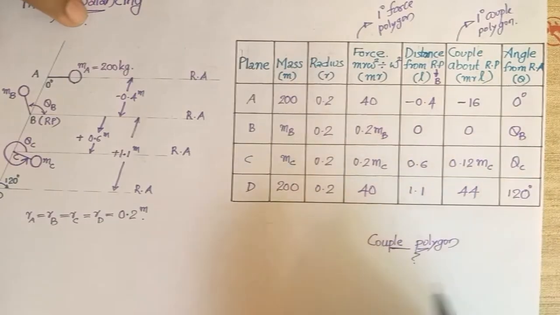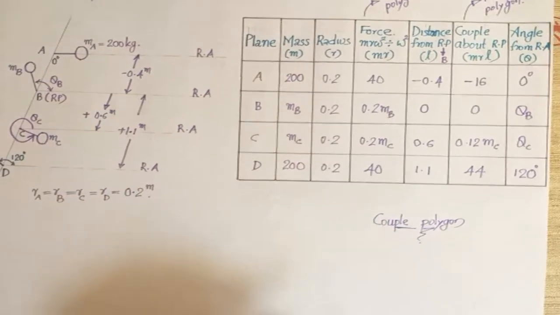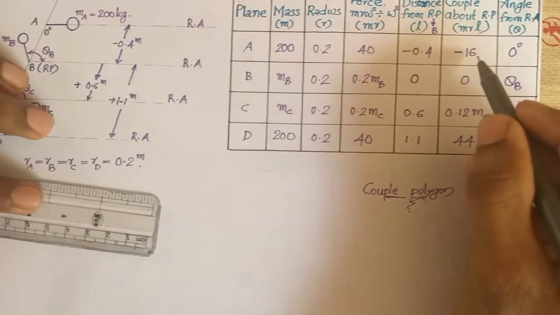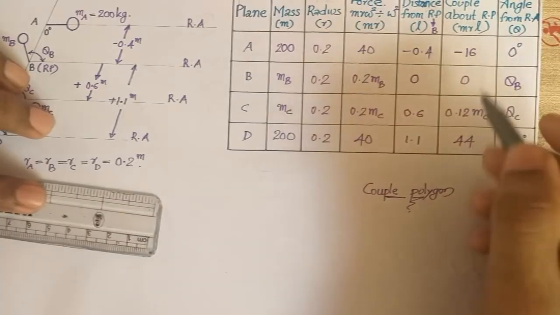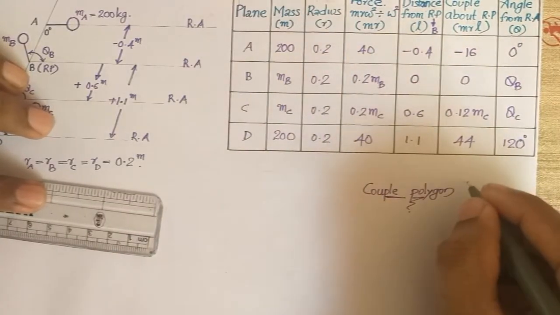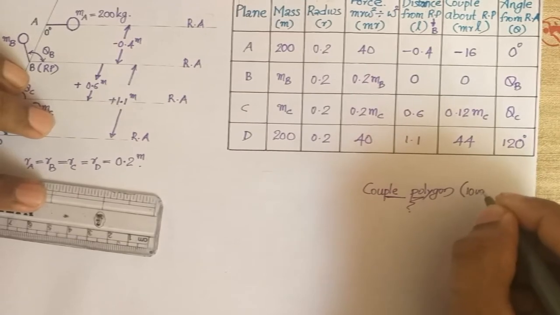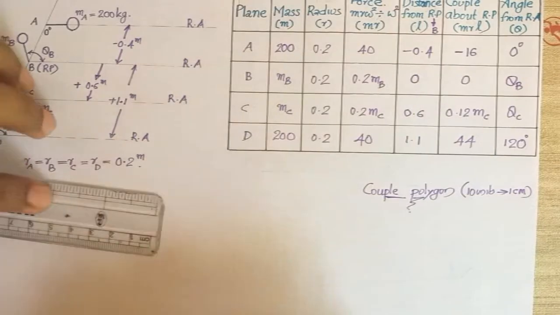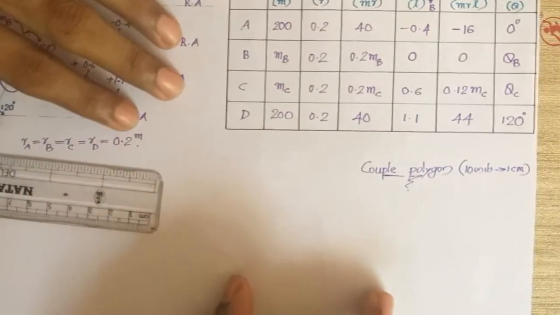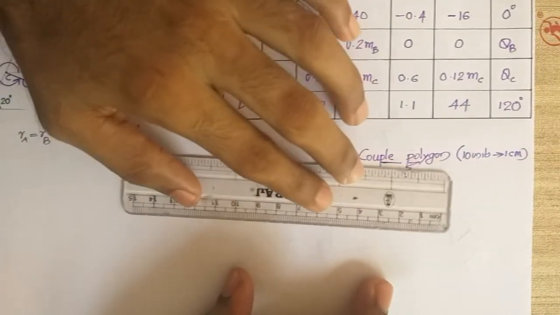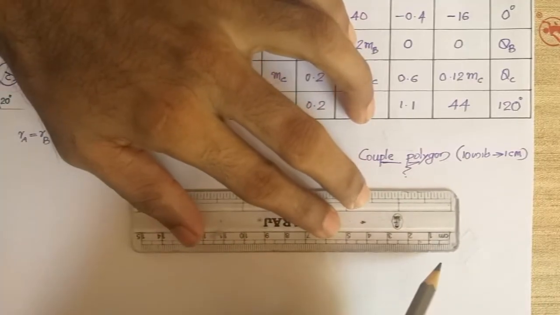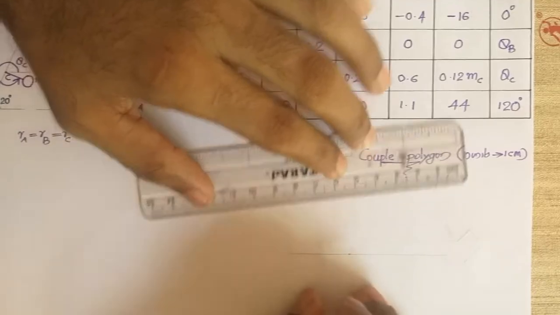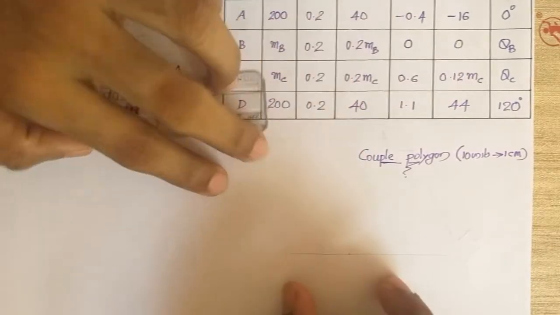So first we will be drawing the couple polygon, for which a scale is to be selected. Ten units of couple will be taken as 1 centimeter in the diagram. First you will be drawing some reference line and a point will be marked. From this point we will be starting to draw the first vector.